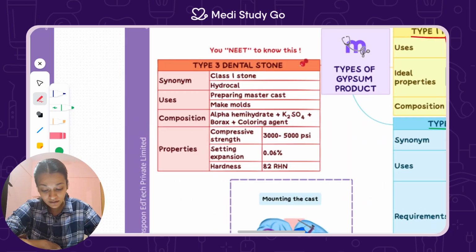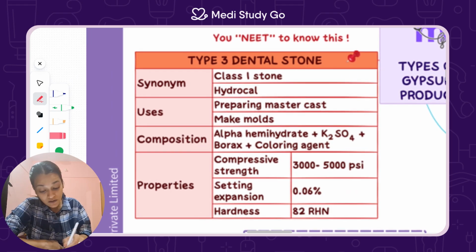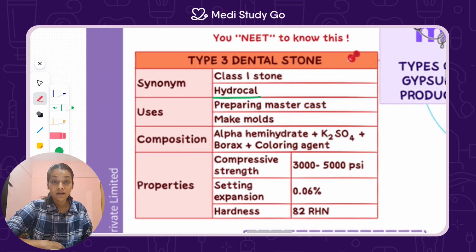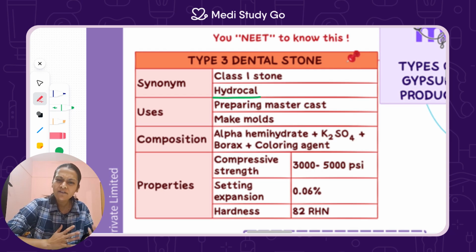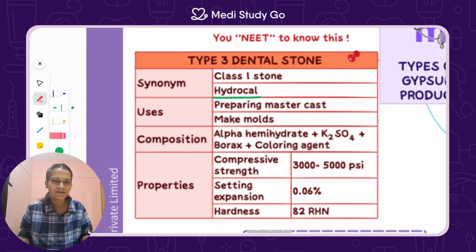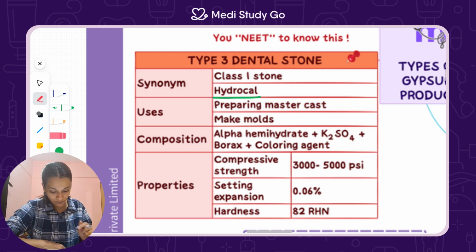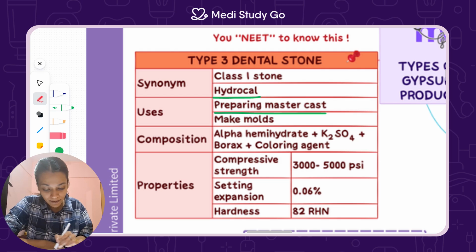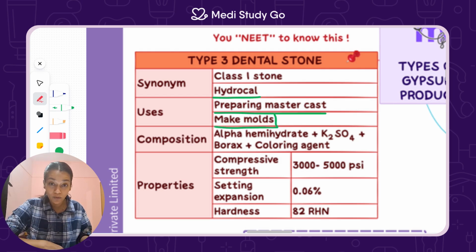Now talking about the third type, which we also call hydrocal. Once you have actually made your wash impression, now you pour your secondary cast. Have you ever thought why your primary cast is poured out of plaster and your secondary cast from a stone? Obviously, because we want it to be preserved till the acrylization, and hence it should have more strength. So it is used to prepare your master cast and make the molds.